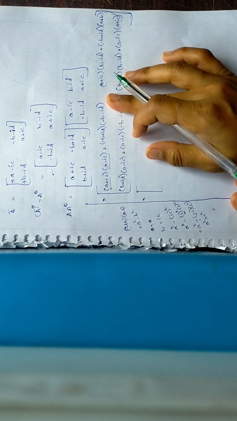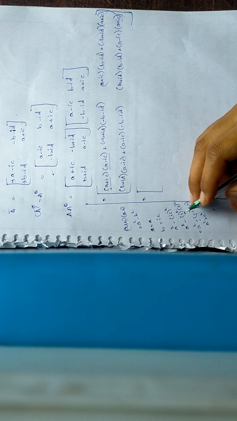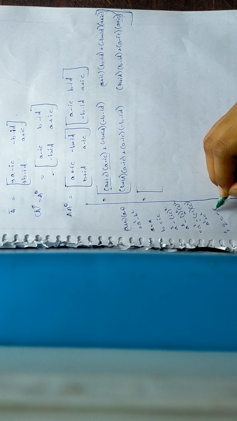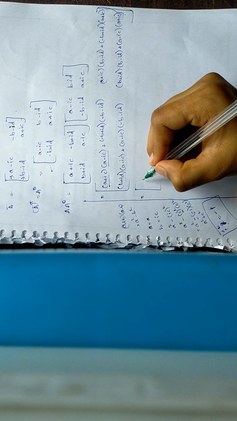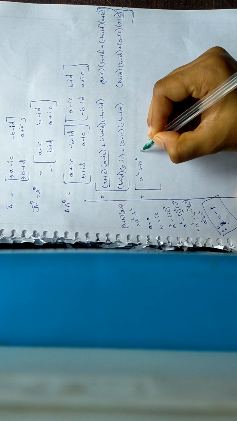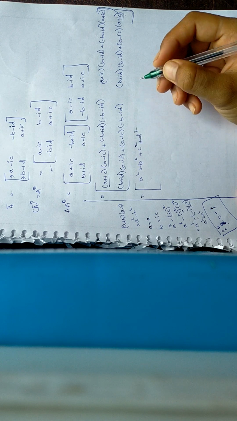Here everything is similar, I mean simple. The only thing you have to know is that the i square value is minus 1. So if you solve this matrix, you will get a square plus b square plus c square plus d square.